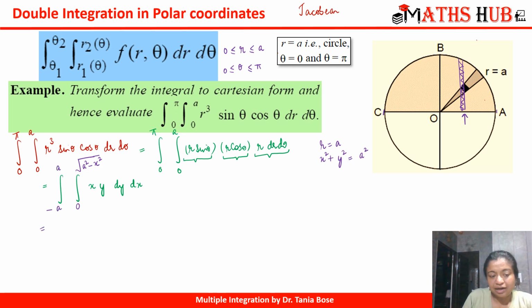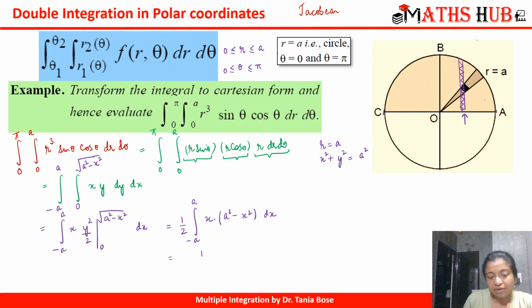Now when I integrate this, I get minus a to a. In the integration, x will be kept constant. Integration of y will be y square by 2, and we put the limits as 0 to the root of a square minus x square, dx. So I can take out 1 by 2 common. Minus a to a, x is already there. Y square will be replaced with a square minus x square dx.